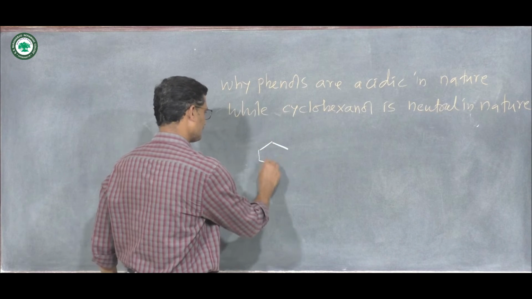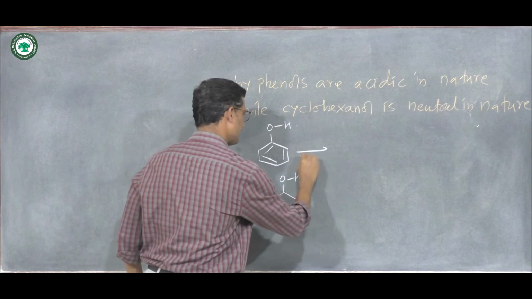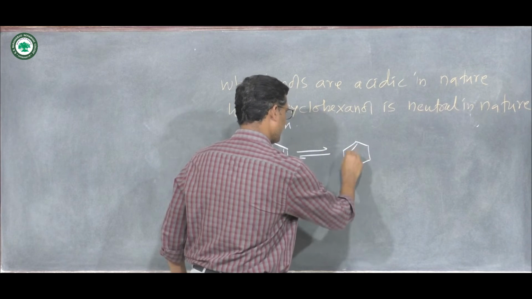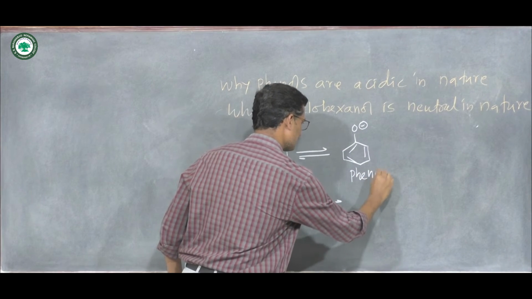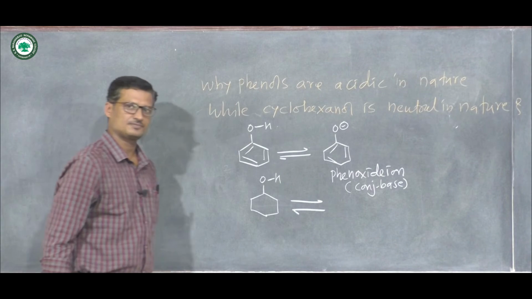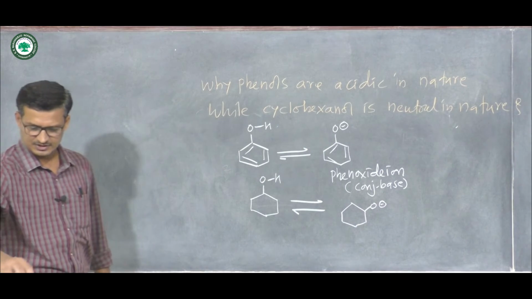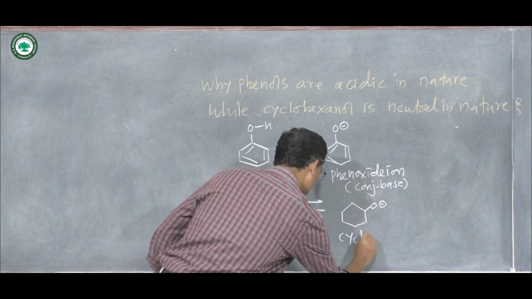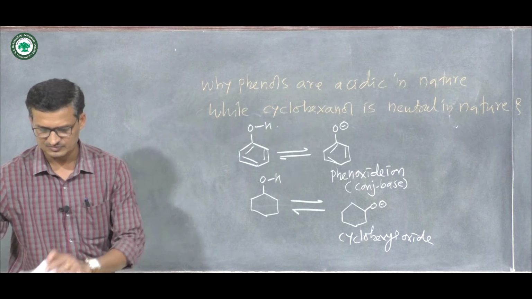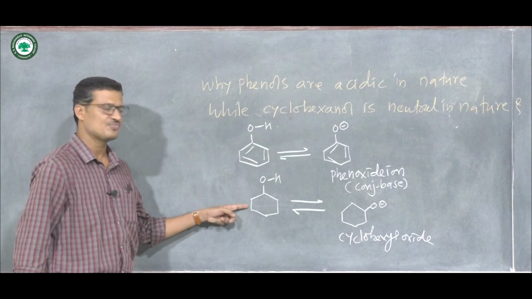So we write the structure of phenol and we write the structure of cyclohexanol. We dissociate the phenol, and we dissociate the cyclohexanol. After dissociation of the phenol, we get the phenoxide ion, or we call it the conjugate base. After dissociation of the cyclohexanol, we get the cyclohexyl oxide. Then we compare why the phenol is acidic and why the cyclohexanol is neutral in nature.